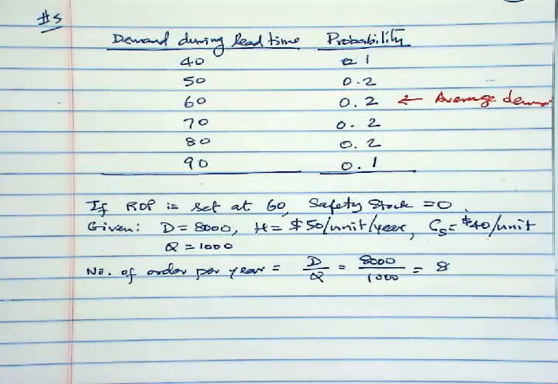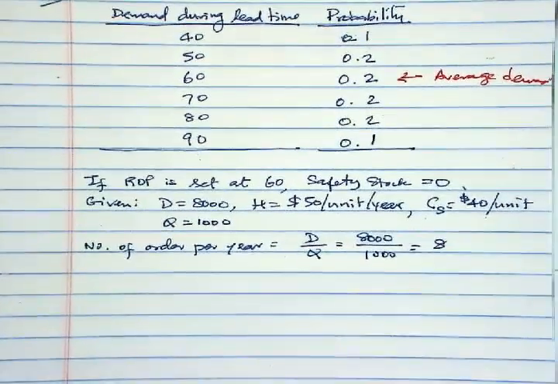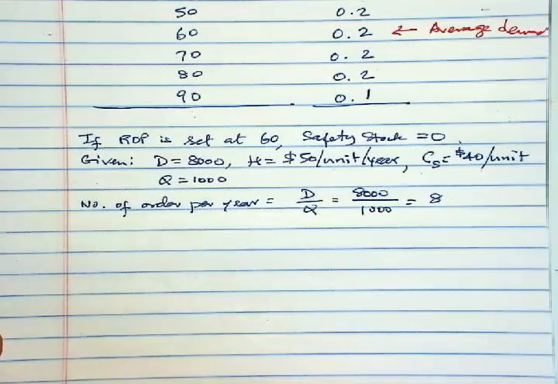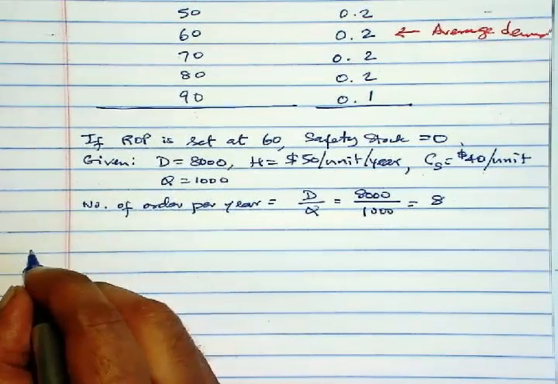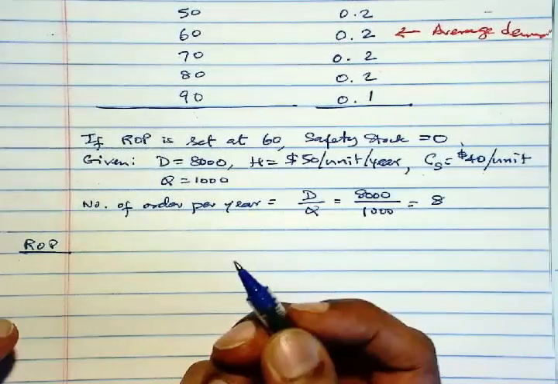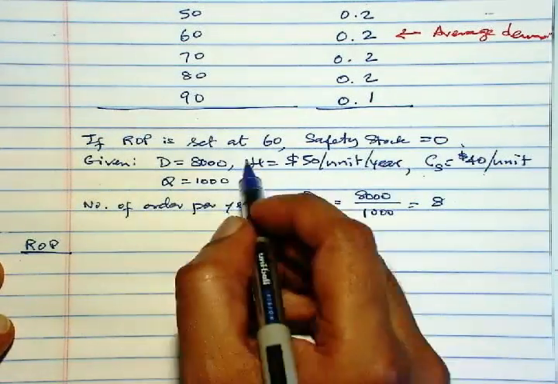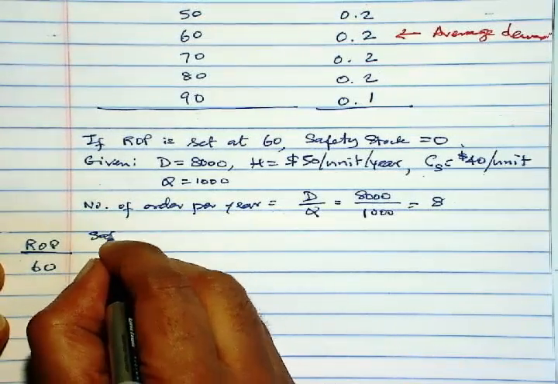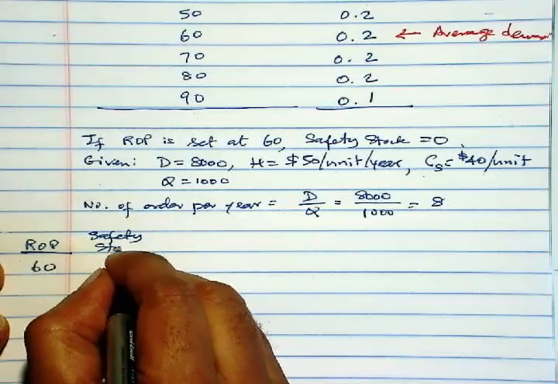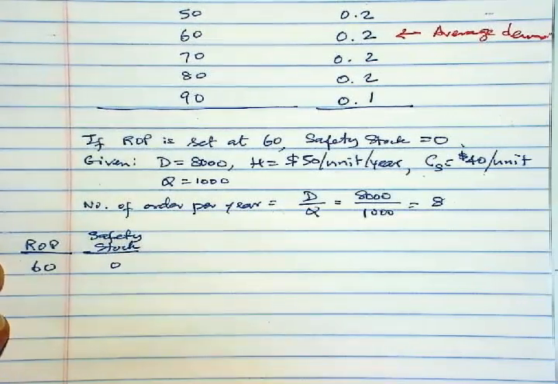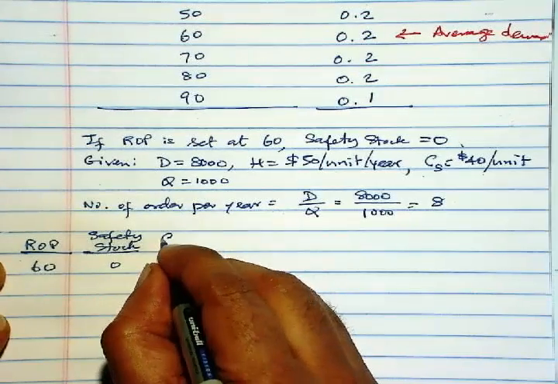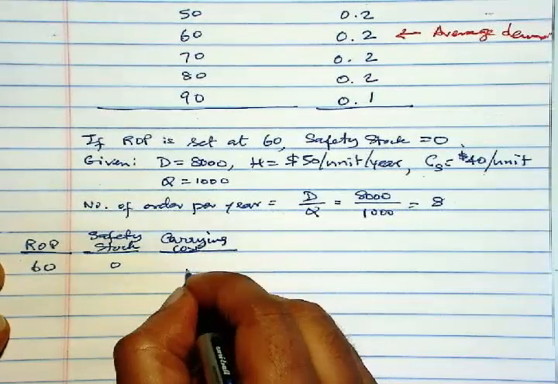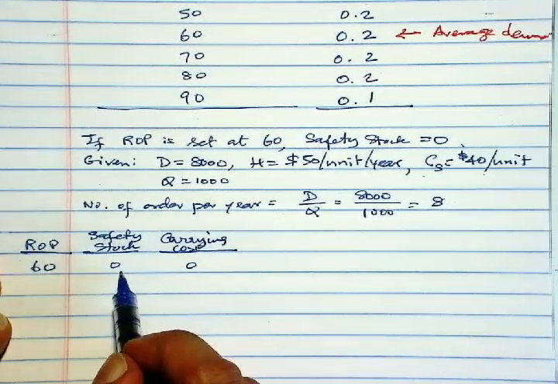So now we have to set up the cost table and then consider each ROP value. So we'll start with the average demand of 60. So which means safety stock is 0. So carrying cost is also 0 because there is no safety stock. This is carrying cost for the safety stock.